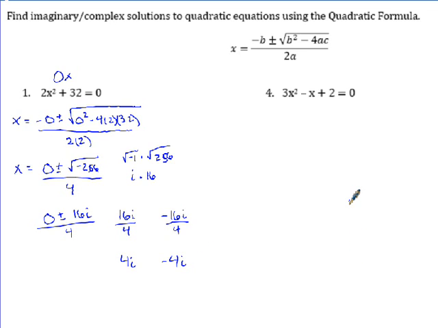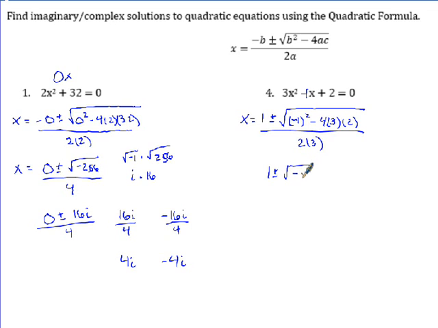Okay. Last example, I'm going to do number 4. So here's my a, b, c. Alright, x equals negative b, which is negative negative 1, so that would be 1, plus or minus the square root of b squared minus 4 times a times c, all over 2a. So 1 plus or minus the square root of negative 23 all over 6.